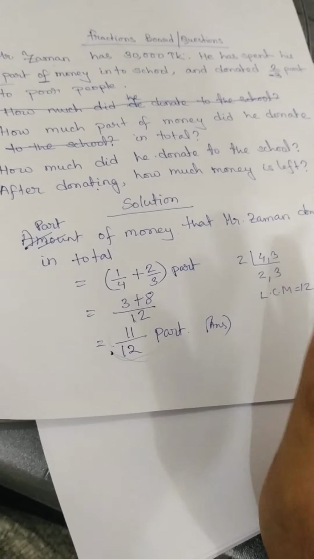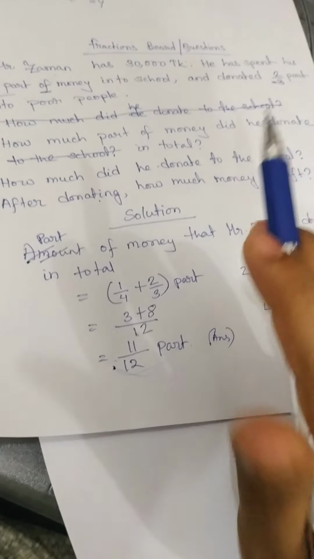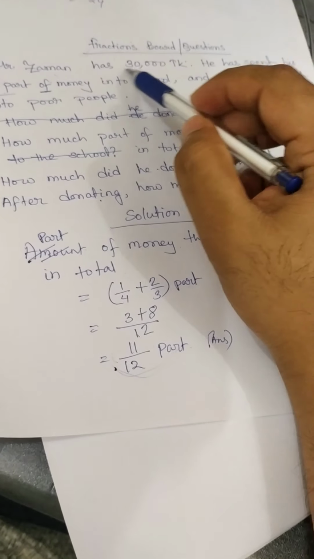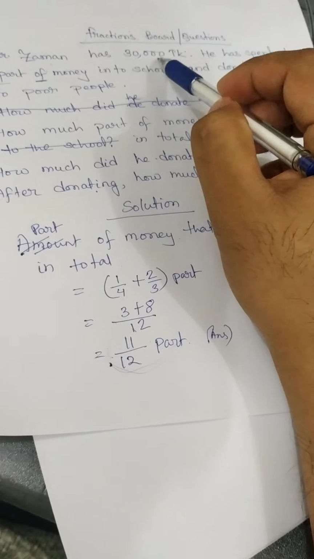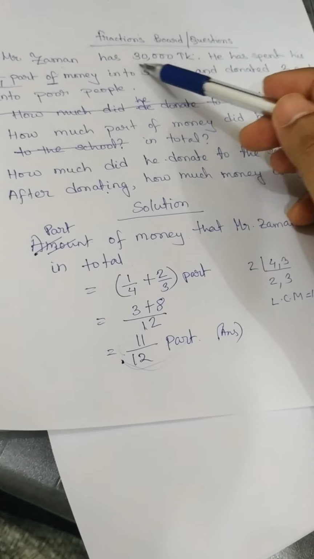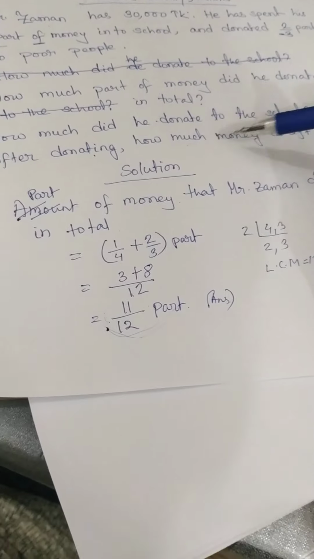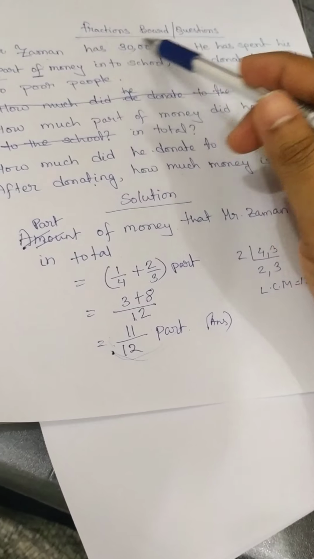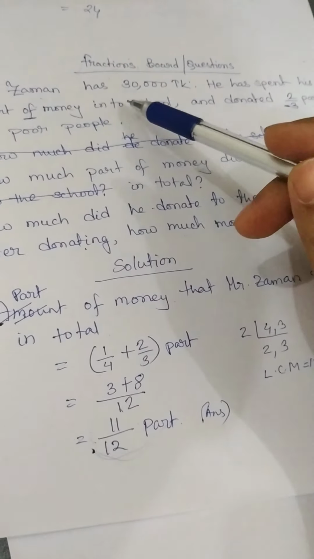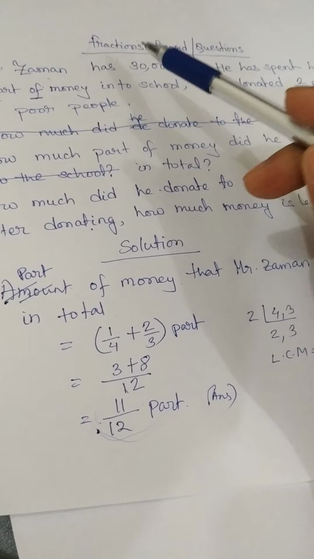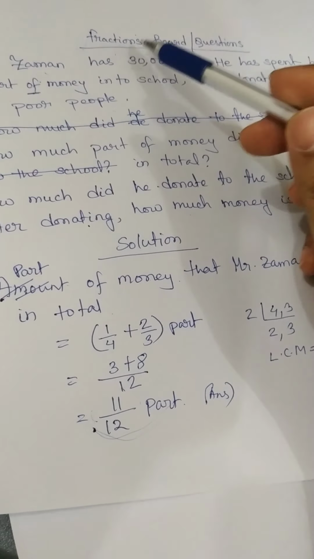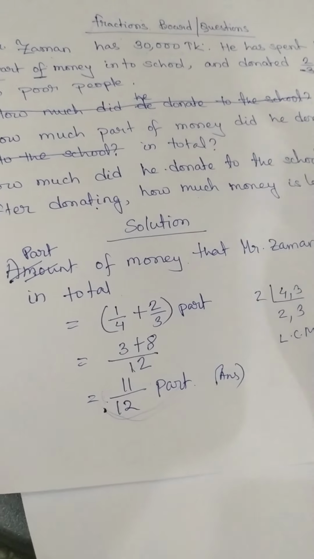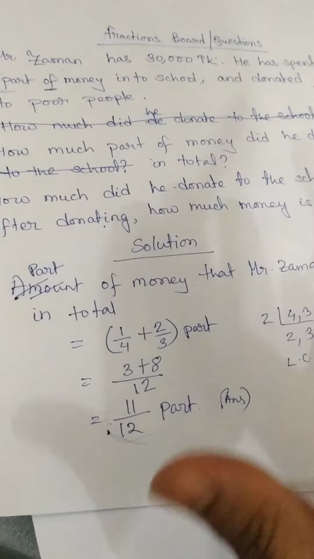So first of all, we find out in total how much money did he donate. Then the total amount of money, that is, he has 30,000 taka. So if from 30,000 I subtract the amount of money that he donated, then we get the answer, right? Because in total he had 30,000 taka. So 11/12 part of 30,000 taka he donated. So how much is remaining? That is what we need to find out. Okay, so there are two steps.